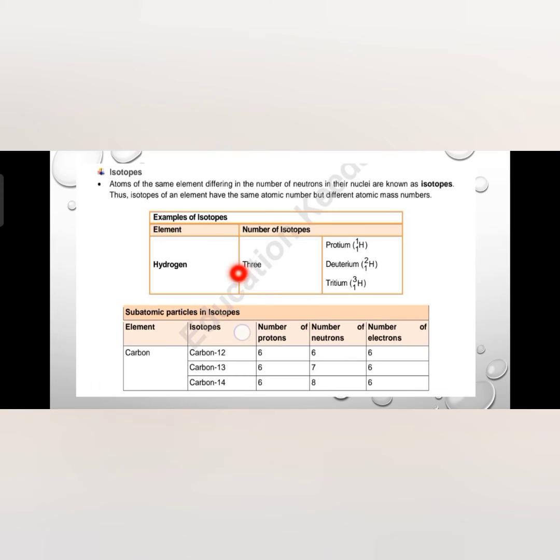As we can see, hydrogen has three isotopes: protium, deuterium, and tritium. Carbon has three isotopes where the number of neutrons is changed: carbon 12, carbon 13, and carbon 14.